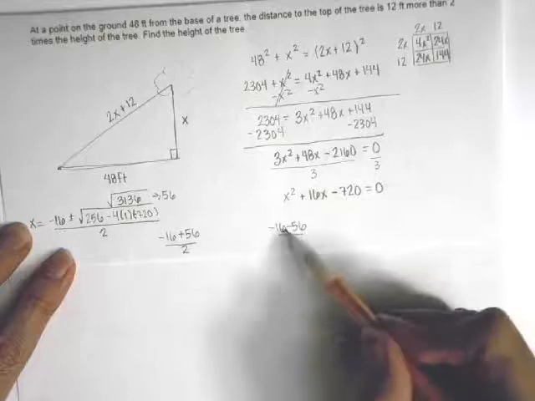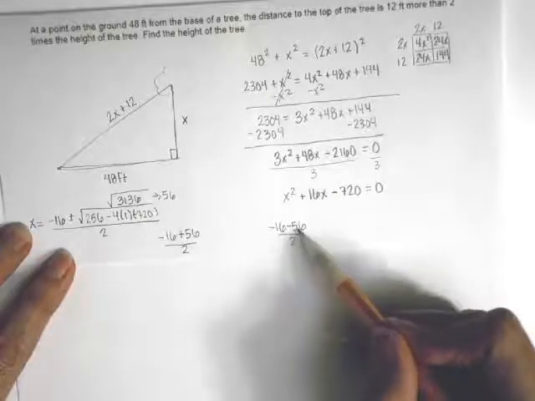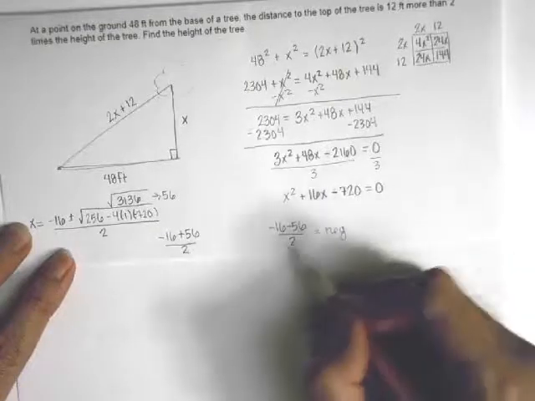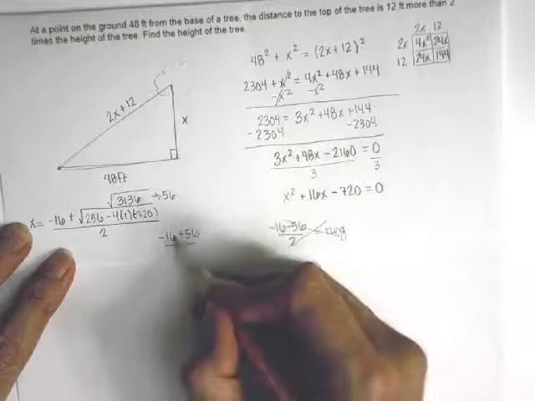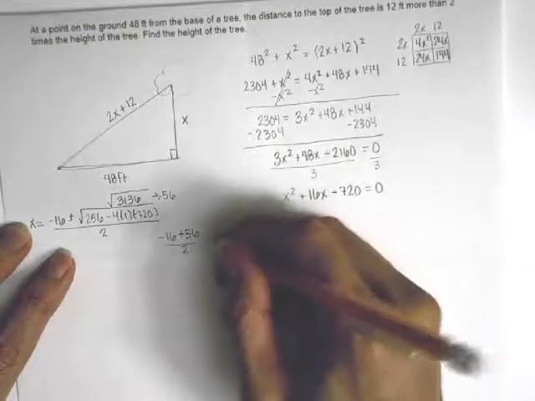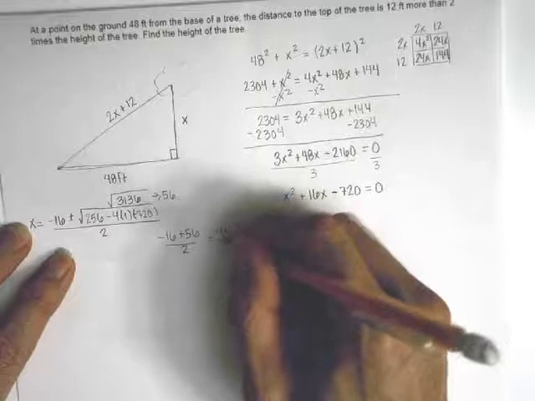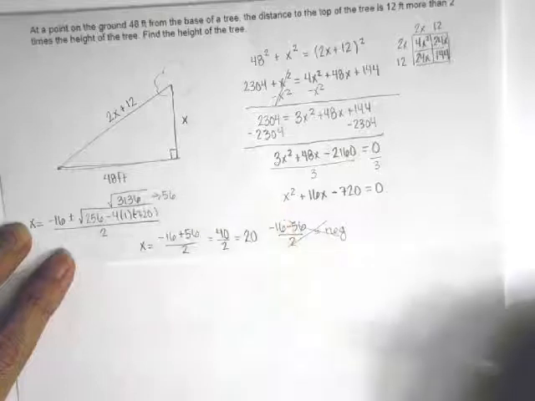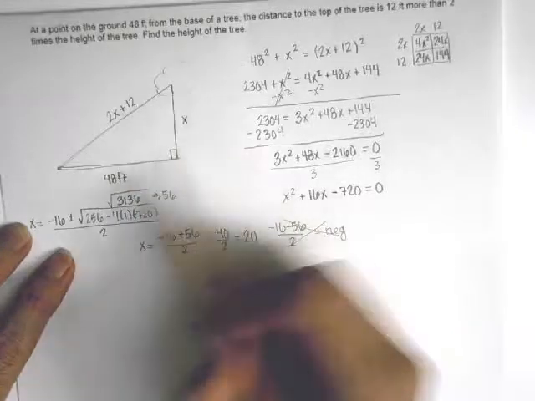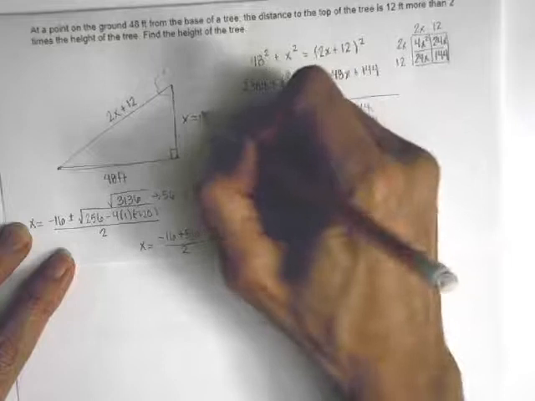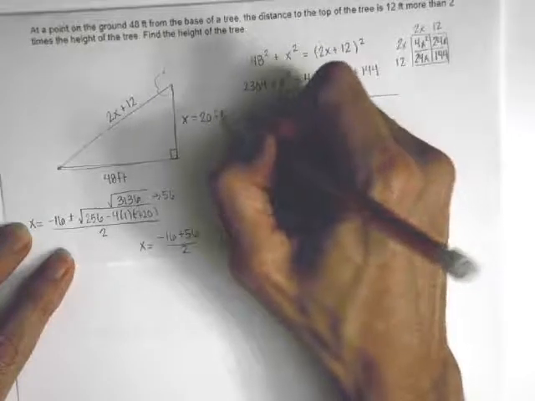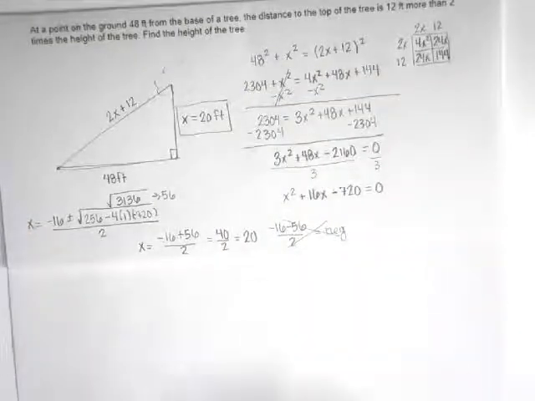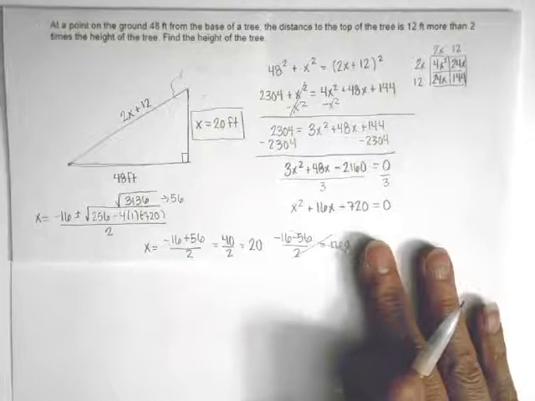Again, in this answer over here, when I take negative 16 and I subtract 56, I'm going to get a negative number. And I know that the height of my tree can't be negative. So in this case, when I take negative 16 and I add 56, I get 40. When I divide that by 2, I get 20, which tells me x is equal to 20. When I look at my picture and I find x, what I have just found is that the height of my tree is 20 feet. And that is the solution to this problem.